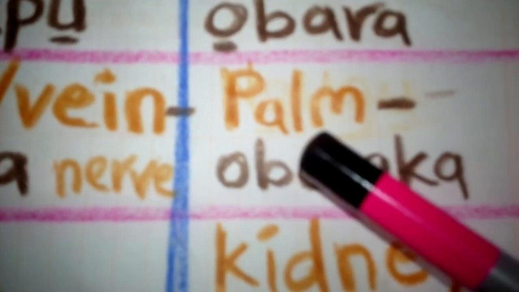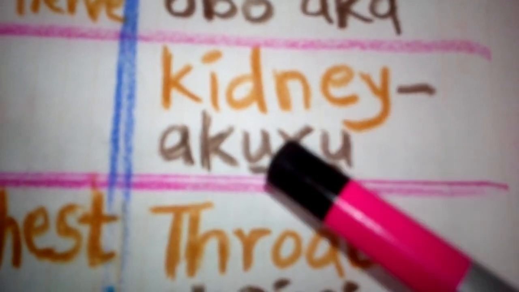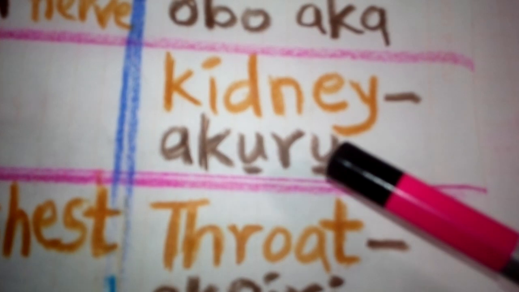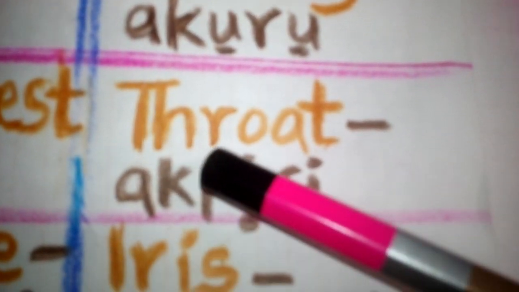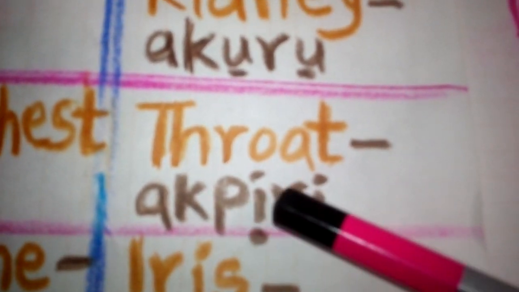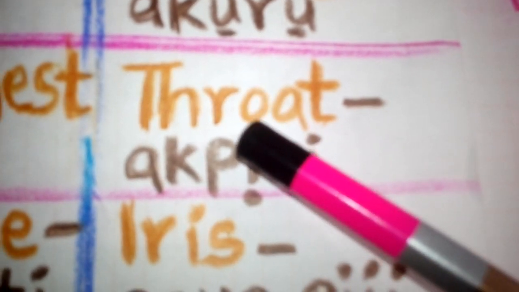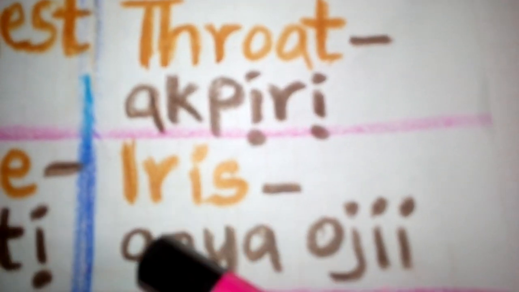Obu ukwu, obu aka. Kidney, akuru. Kidney is akuru. Kidney is inside your body. Throat, akpiri. Akpiri is inside your neck. Akpiri, throat.